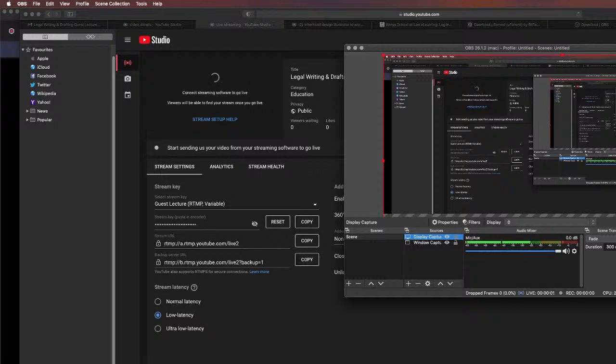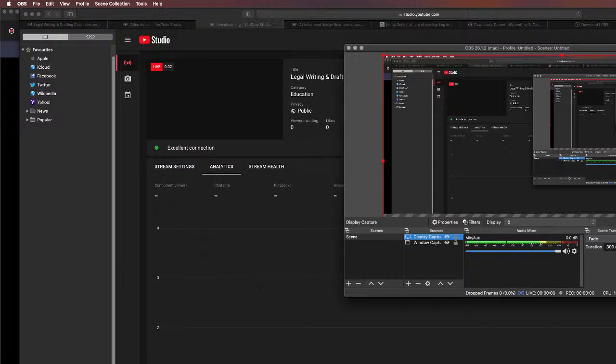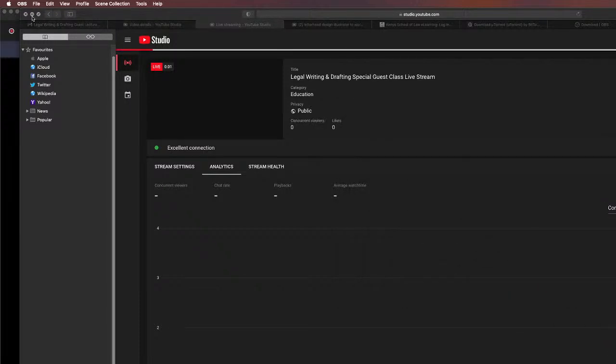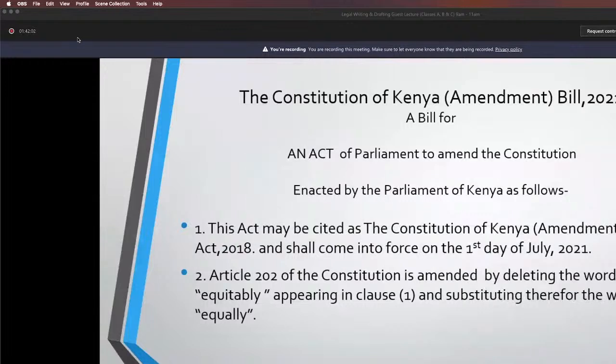Clause 2 of the Constitution. In this circumstance, I'm trying to make it complete by providing for a date. Then we go to our clause 2, which is a substantive clause. Now, this clause says Article 202 of the Constitution is amended by deleting the word equitably appearing in clause 1 and substituting, therefore, the word equally. I would have said by deleting this and replacing, but because there are words, I said in words we substitute, therefore.